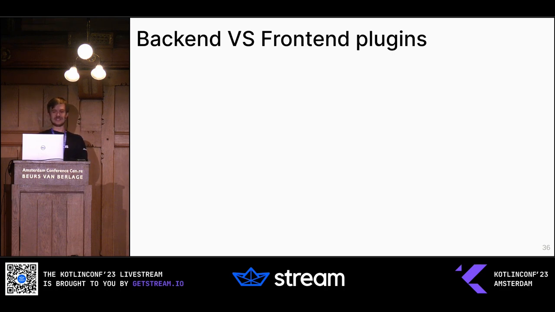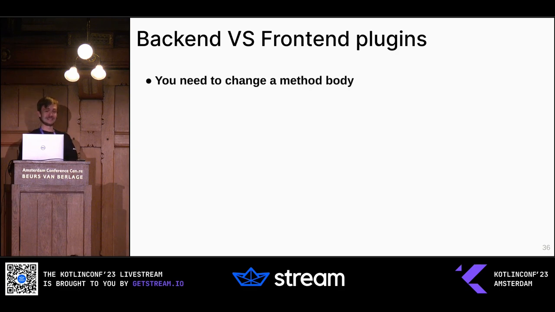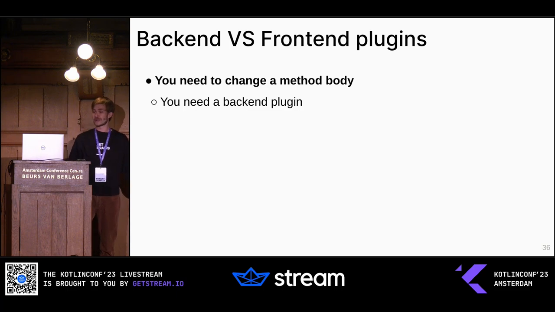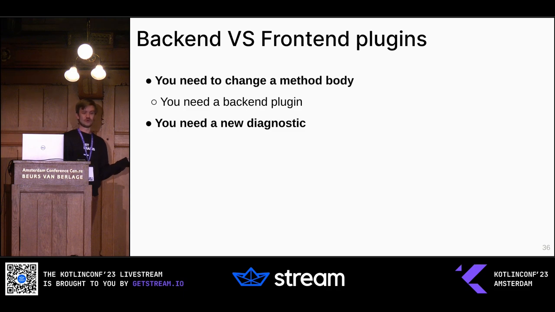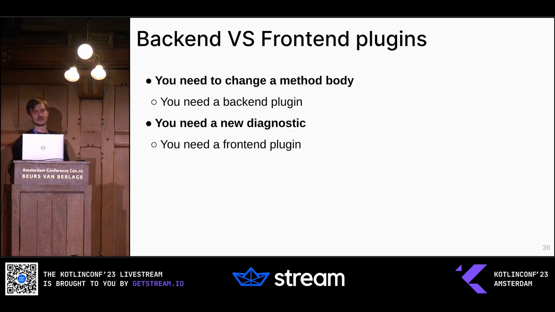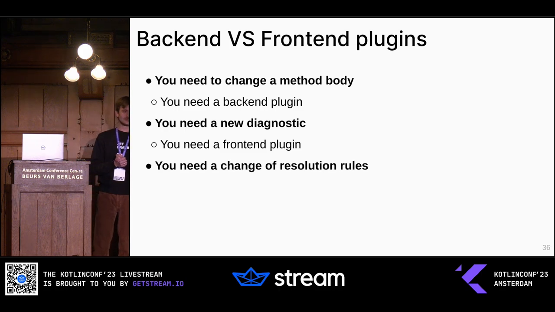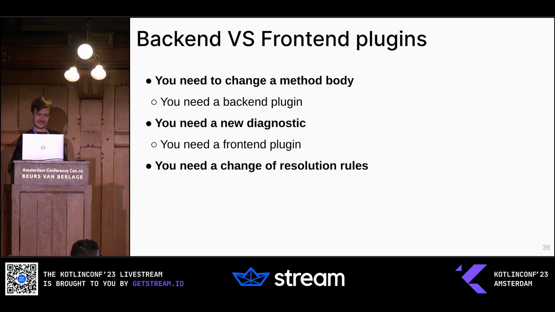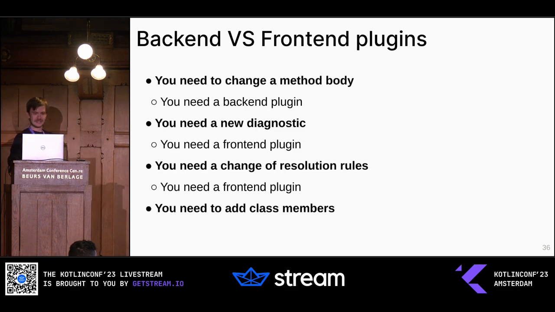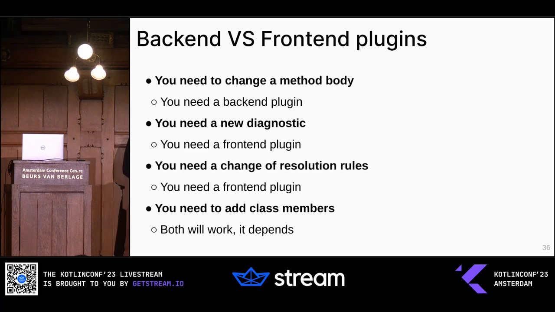Yesterday it was told in which case we should use KSP. Well, today I want to focus on how to choose between back-end and front-end plugins. First of all, if you need to change a method body, then only a back-end plugin can perform your work. If you need a new diagnostic, so new warning or new error, then you need a front-end plugin. If you need some change of resolution rules, well, I must tell here that you cannot change resolution rules arbitrarily. Only very slight changes are allowed. And anyway, you need a front-end plugin. And at last, if you need to add some class members, in this case, both will work. Well, it depends mostly on whether you want them to be visible in front-end.